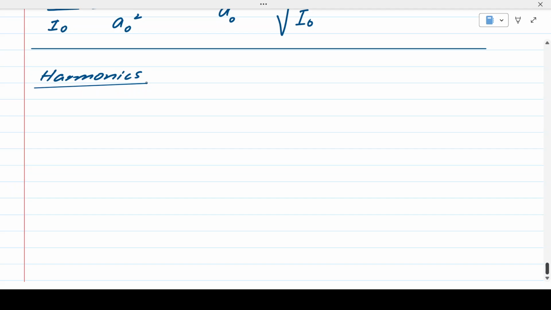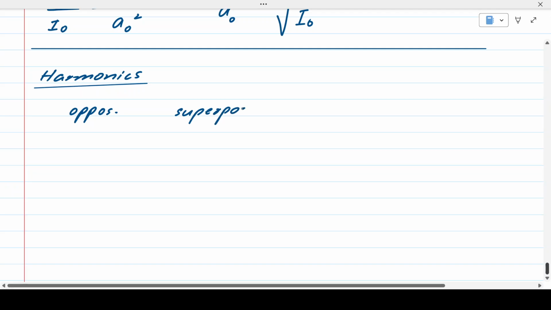So for harmonics, for stationary waves, there are certain conditions: the two waves should be traveling in opposite directions. One of them is incident, the other wave is reflected. When two waves meet, overlap or superpose, then at certain points they form nodes, and at certain points they form antinodes.